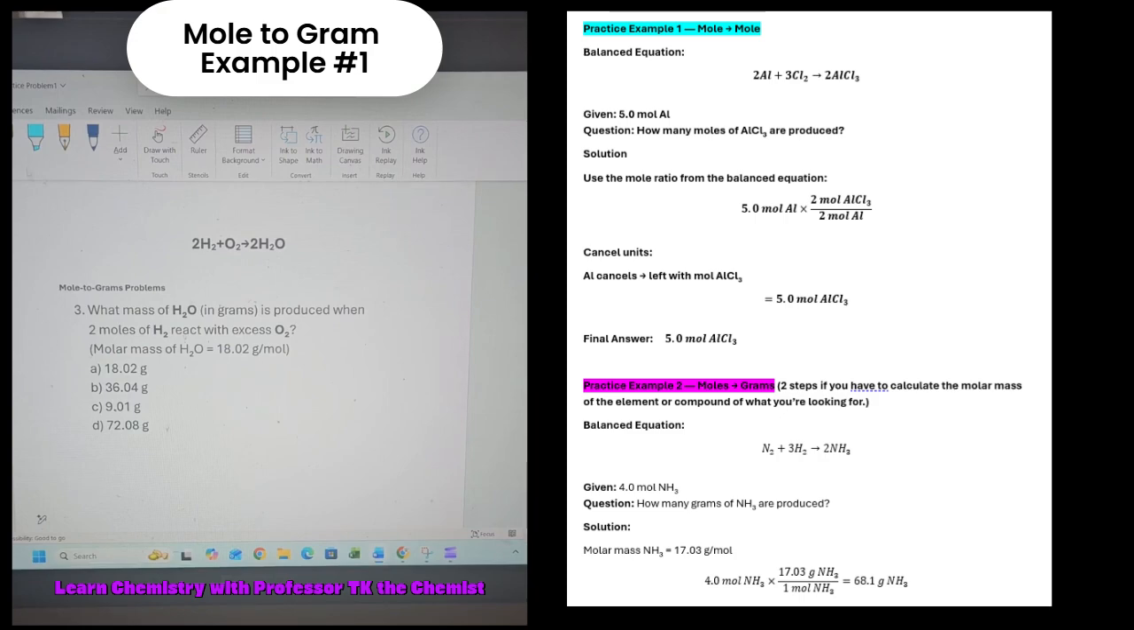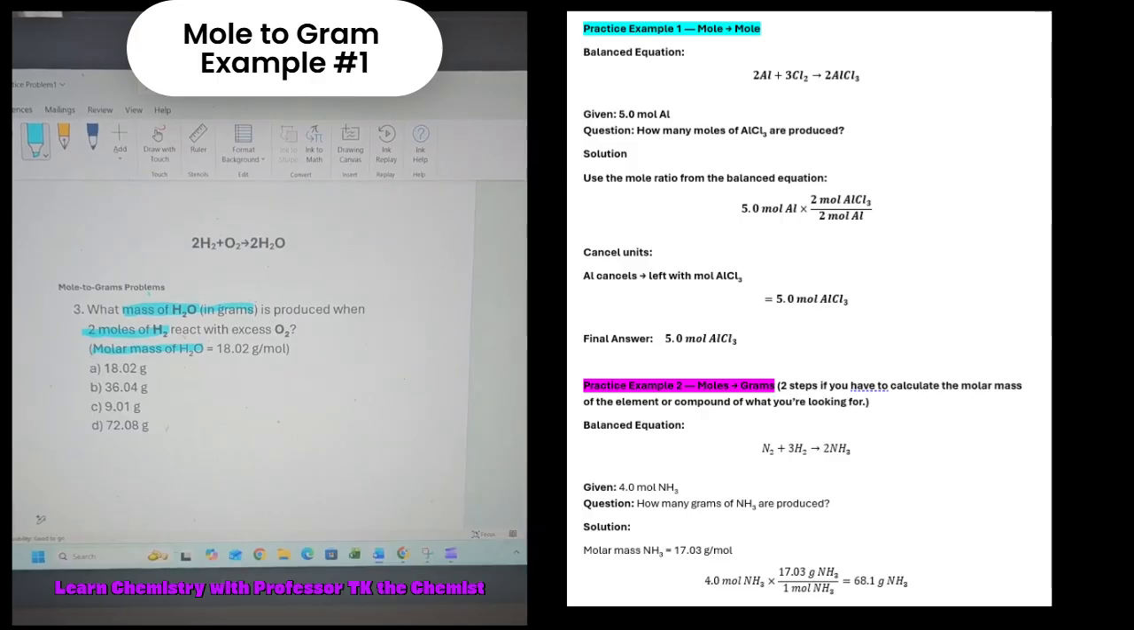This one says, what mass? When you hear the word mass, that means I need molar mass. That means the weight. So if I say, what's your weight? You may not want to tell me, but we do know how to calculate the molar mass or the weight for these compounds here, okay? So what you're going to do is determine the mass in grams that is produced when 2 moles of hydrogen react with excess oxygen.